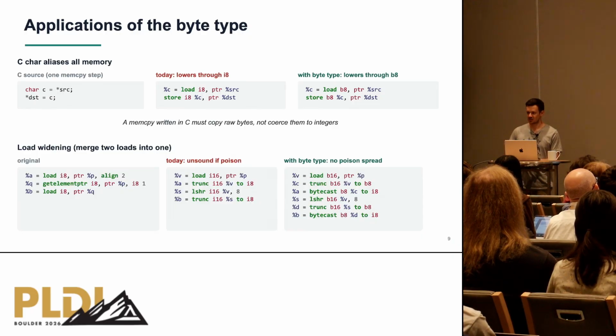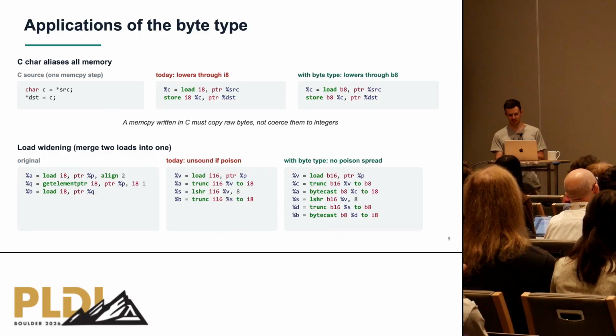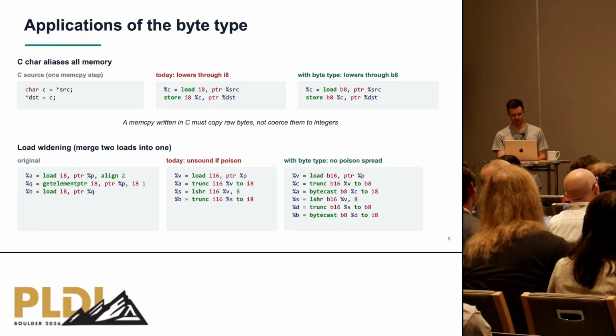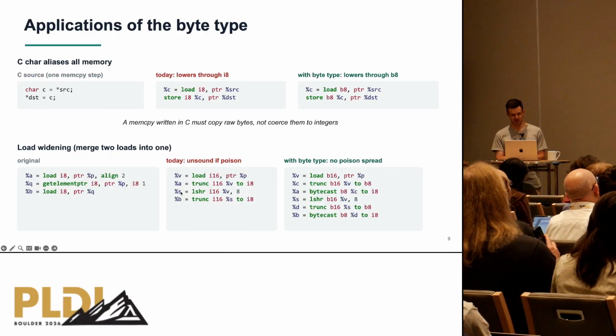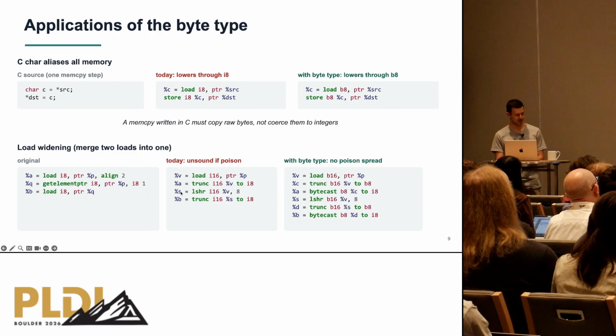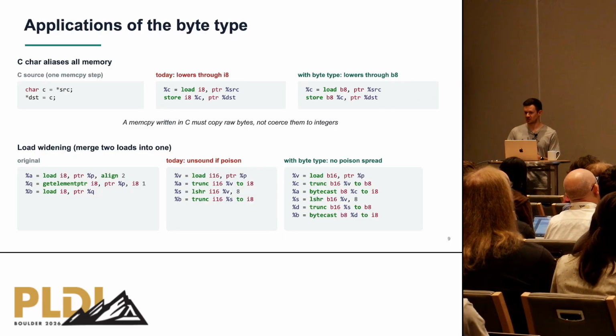Another application of the byte type is to fix existing optimizations. Consider, for instance, load widening, where we merge two consecutive loads into a single one. So the original code loads two values from consecutive memory locations. In the middle, we show the emitted IR by LLVM nowadays, which widens the load and then uses bitwise operations to extract the two load results.